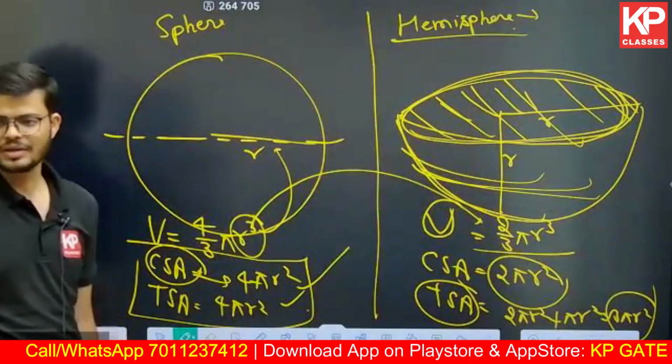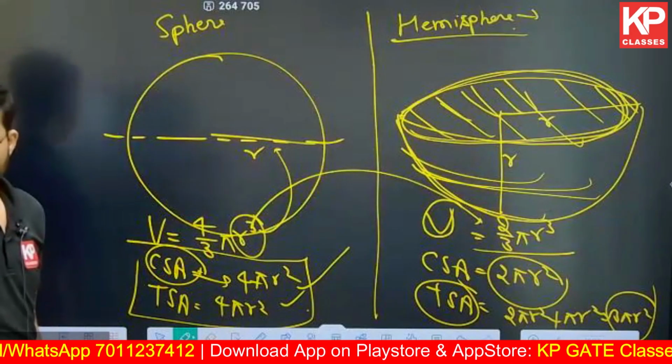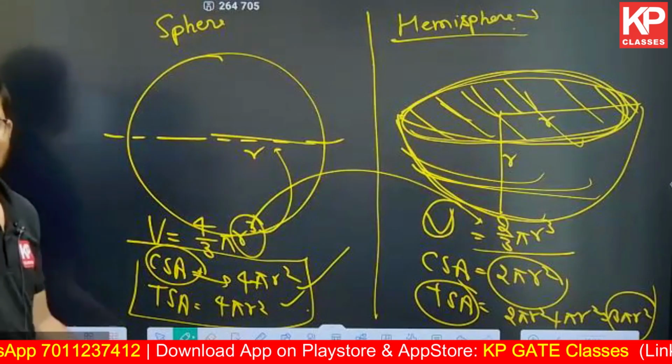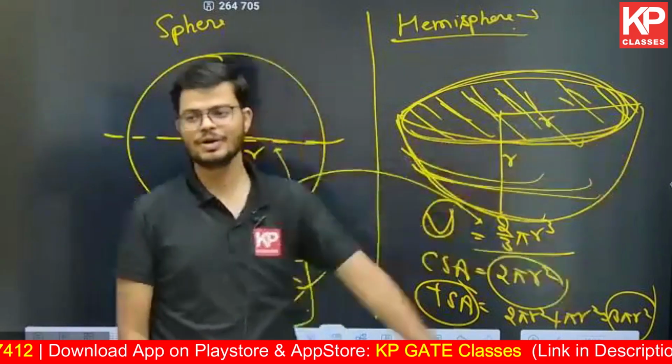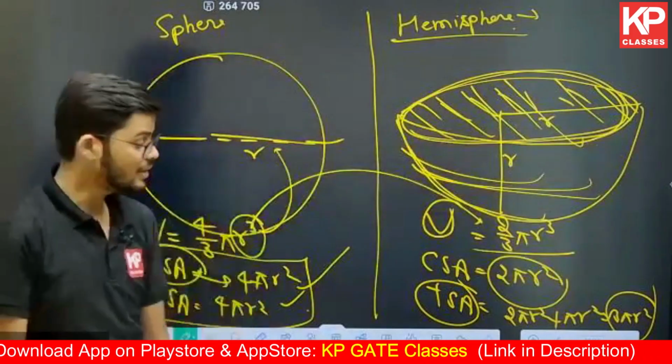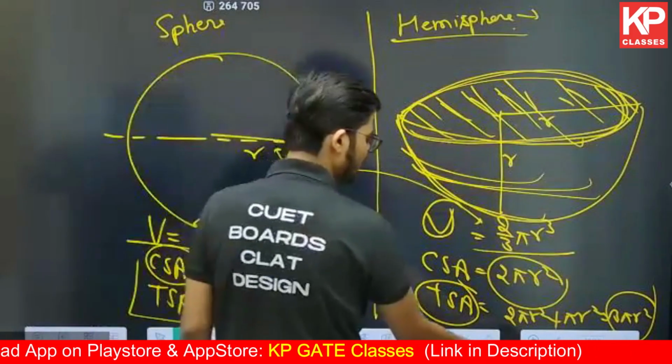This is going to be correct. This will be 3 pi r square, 2 pi r square plus pi r square, because this area will also be counted. Right? And the same goes in case of a circle.